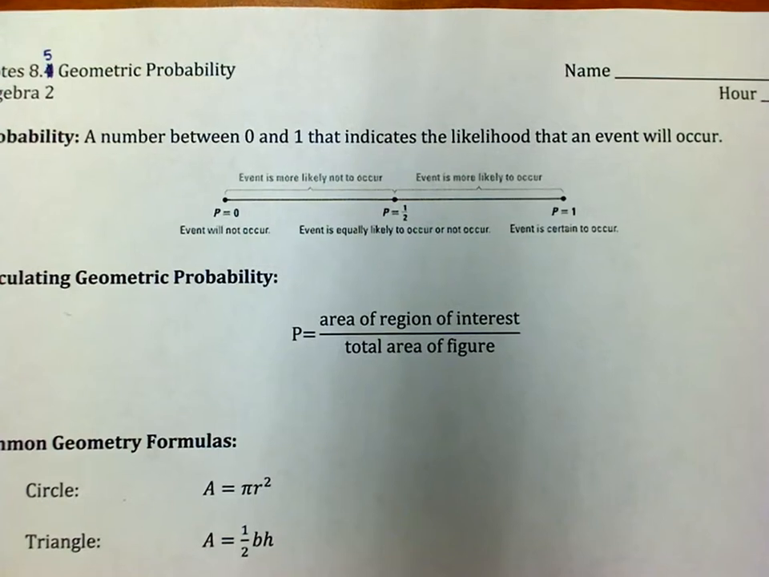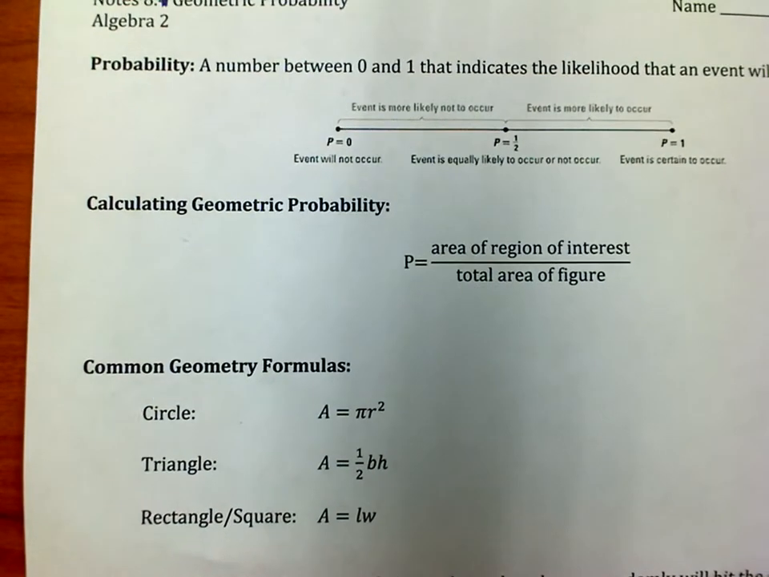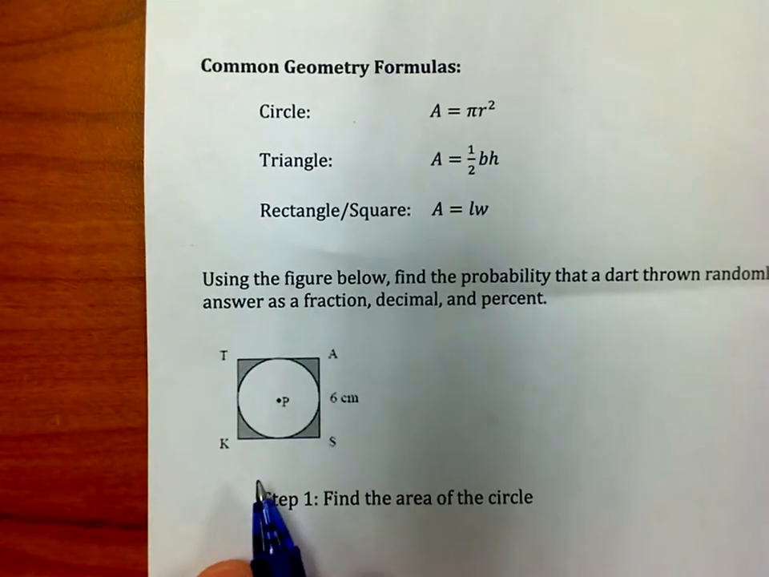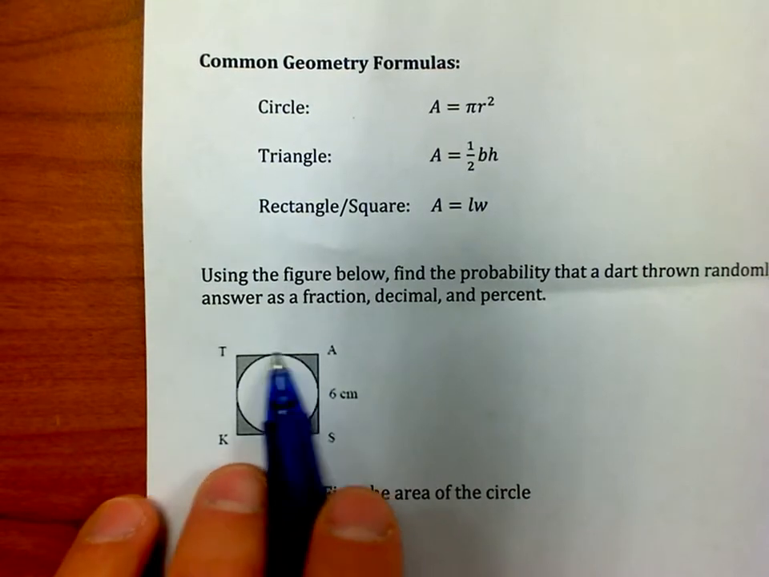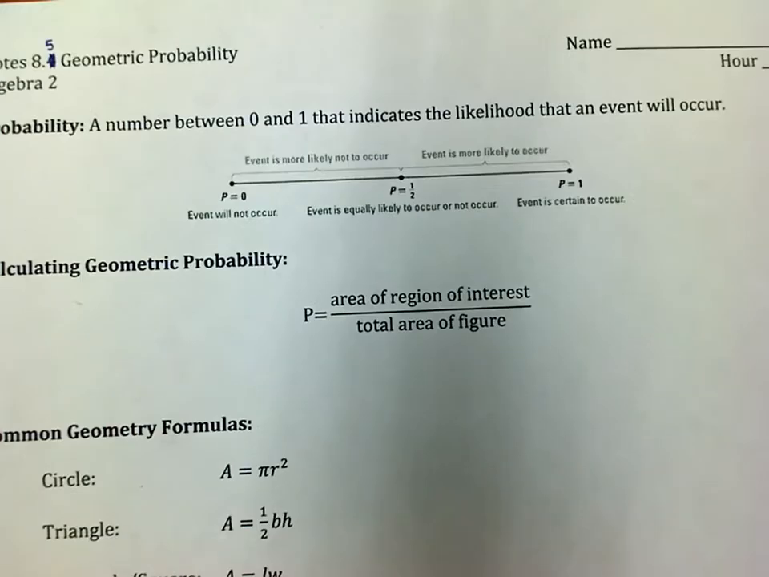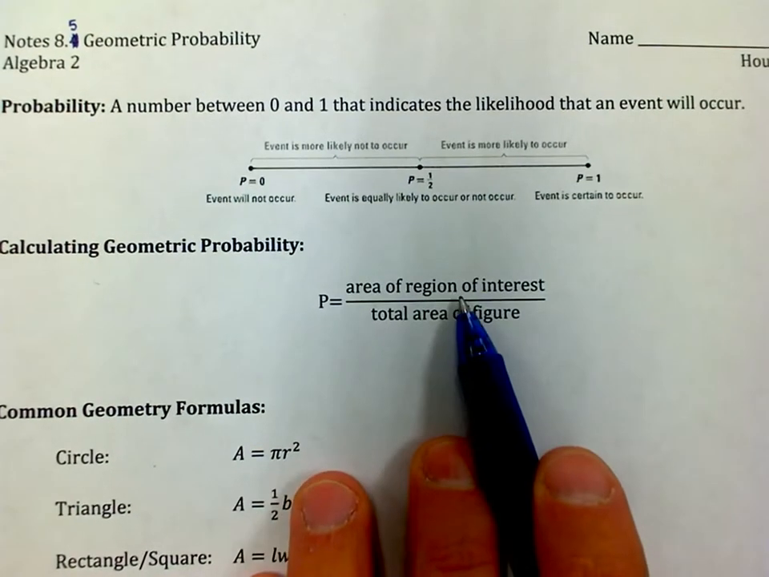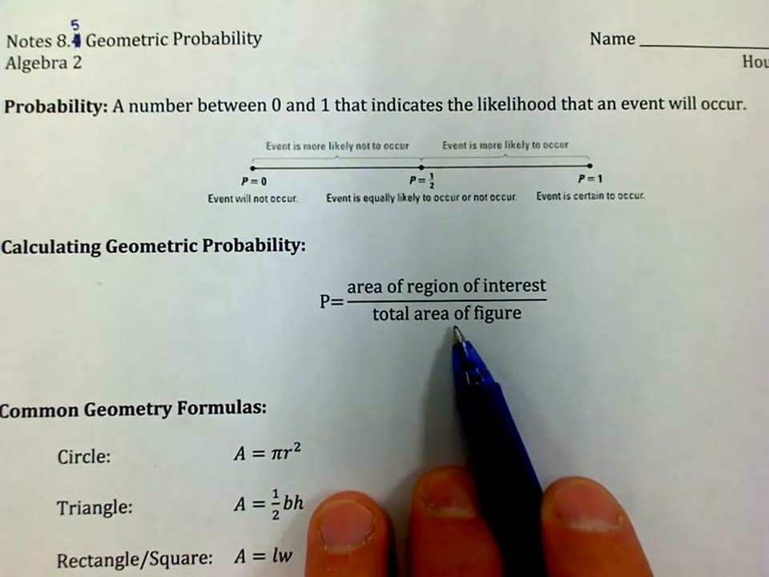So what we're going to do for calculating geometric probabilities, we're going to compare areas. If I give you, say for instance, a figure like this one here, and I say I'm going to throw a dart at this board, what's the probability that the dart lands in the circle? We're really comparing the area of the circle to the total area of the shape. So our probability formula is the area of the region of interest, that's the circle in that last problem, compared to the total area of the figure. The bigger value should always go on bottom.